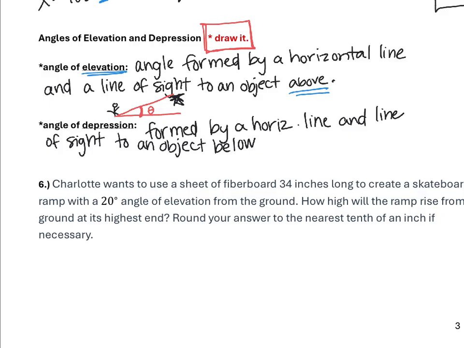So this one is the tricky one that we sometimes incorrectly label. So you have to be super careful. This would be something like if you have an airplane and it is looking at a boat or something like that, okay? And you're going to have to solve a triangle or whatever. The angle of depression is formed by the horizontal line from that object to the object below. So this is your angle of depression.